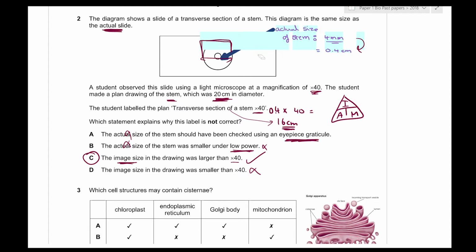However, this is totally incorrect. The area that was the stem is actually that circular area right here, because the outside or the larger circle is actually the covering slip. It is not the stem. This was a very common misconception, and many people measured the actual size of the larger one instead of the smaller one. Therefore, this is where the error came from. Therefore, the answer is going to be C.